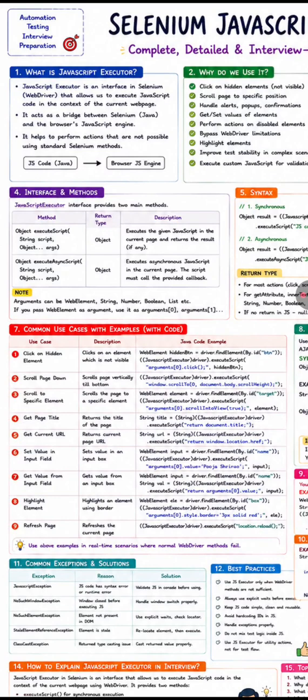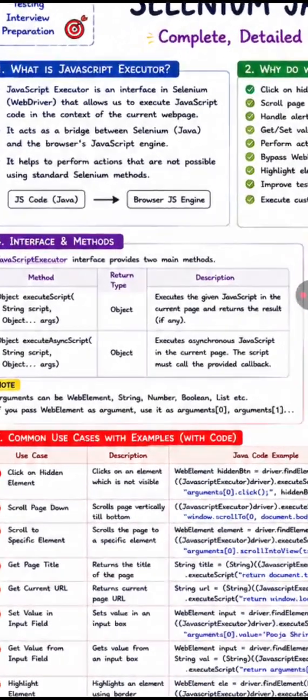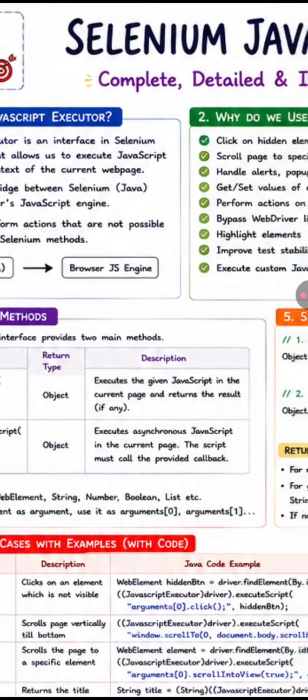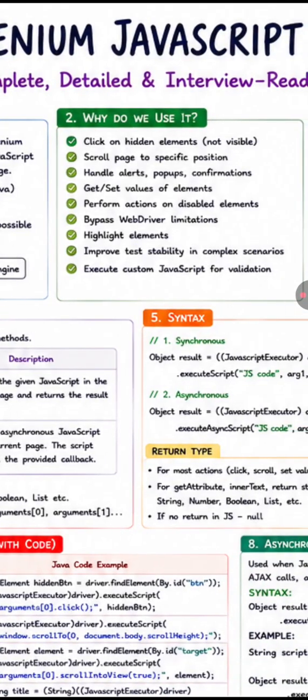So guys, JavaScript Executor is an interface in Selenium, and it allows Selenium to execute JavaScript inside the browser. It acts as a bridge between Selenium and the browser's JavaScript. So it helps to perform actions that are not possible using standard Selenium methods. Now we will see why we use JavaScript Executor in our real project.